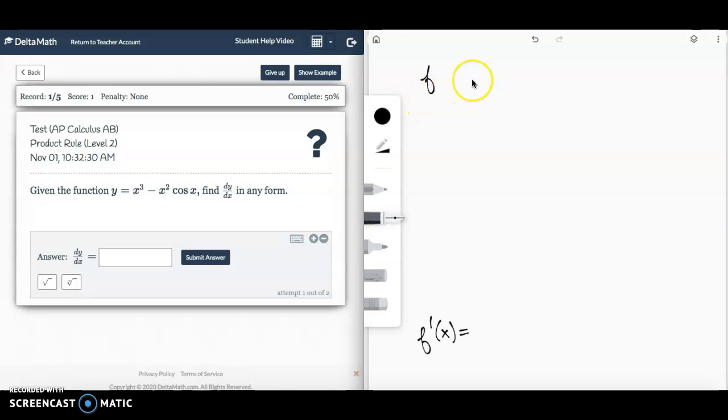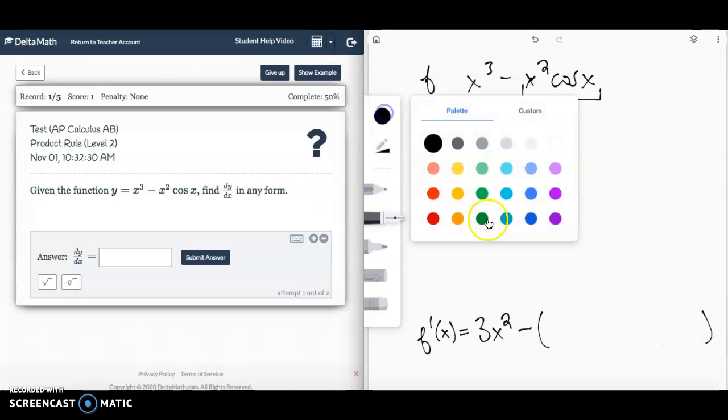All right, this one looks like a very similar type of problem. So in this one, I have x cubed minus x squared cosine x. And again, this is another problem where the product itself is only located here. So this is what you'll have to do the product rule for. This x cubed, we can already take the derivative of separately. So 3x squared minus, and then we'll put our product rule answer in there.